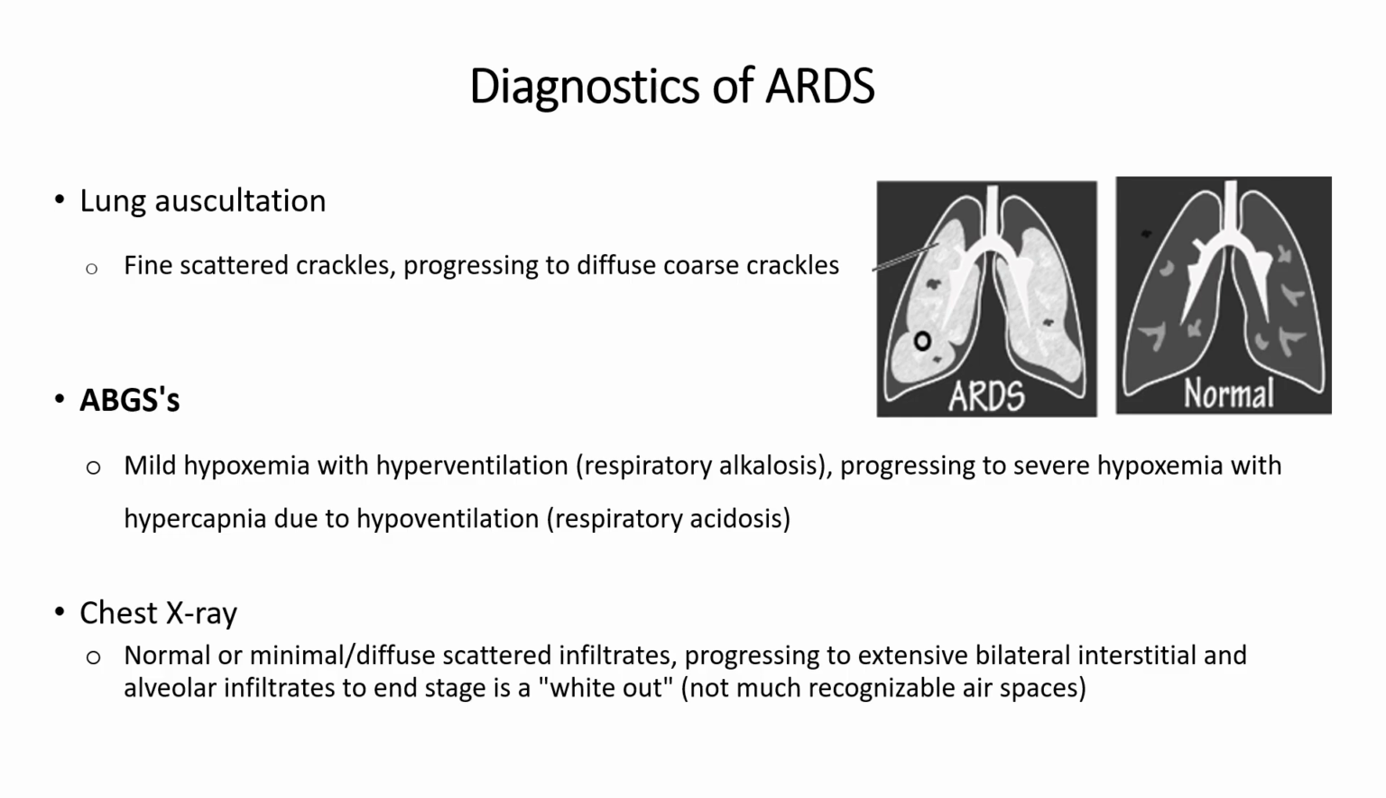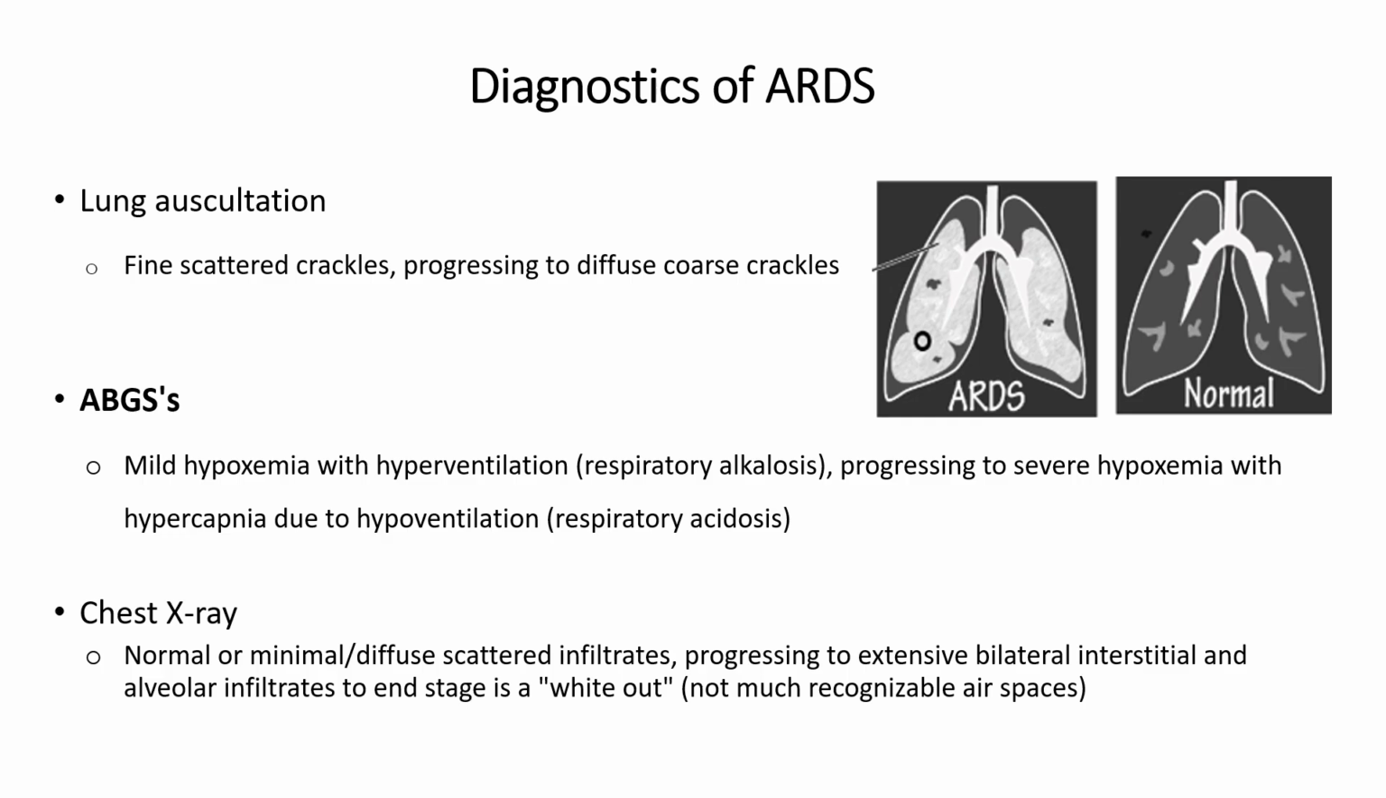Again, next we'll see ABGs. They tell us what's happening inside the lungs at the gas exchange level. In early stages, the patient may show mild hypoxemia, and because they're breathing fast, hyperventilating, they blow off too much CO2. This causes respiratory alkalosis, so you see a low CO2 and a high pH.